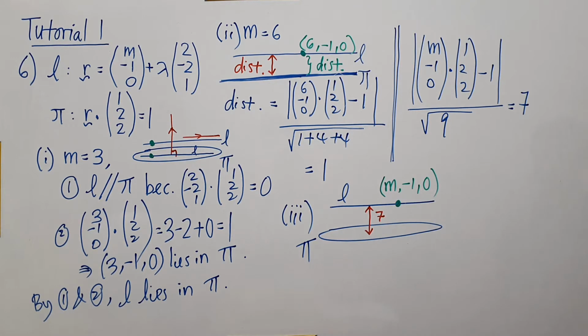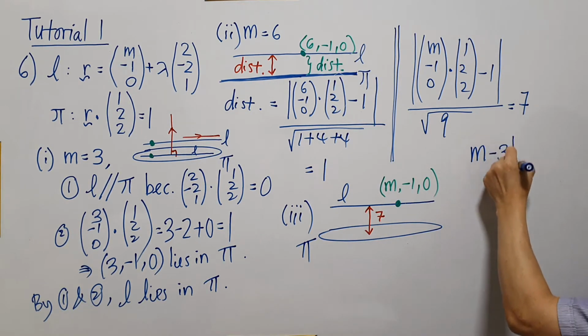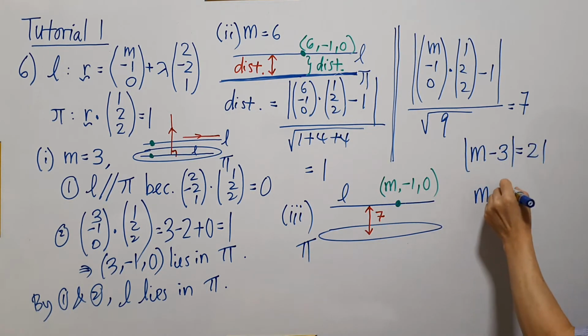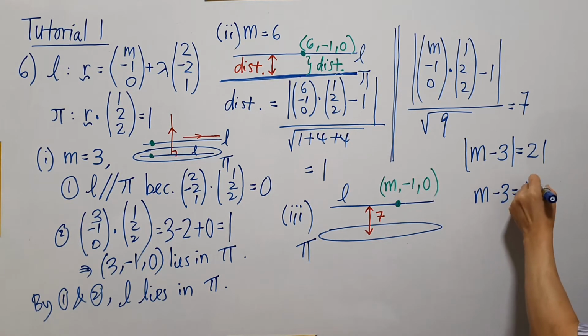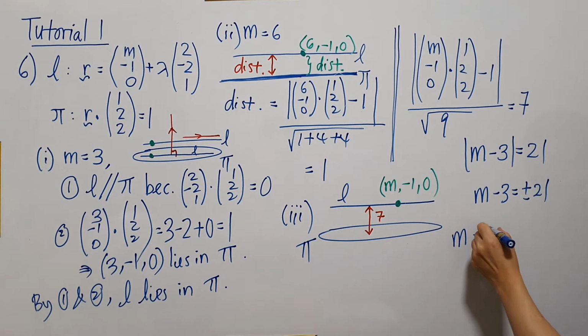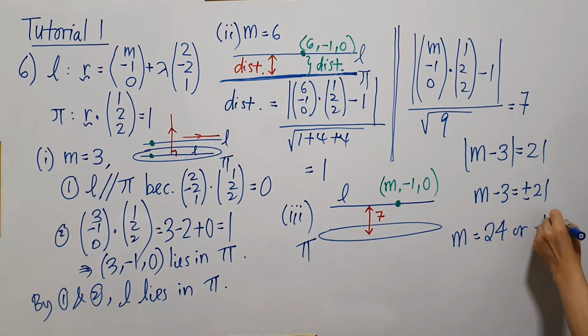Okay, now from this, I intend to solve for the value of m. On the numerator, I will get the modulus of m minus 3 equals 21. So m minus 3 equals plus or minus 21. So m is equal to 24 or minus 18. And that completes question number 6.